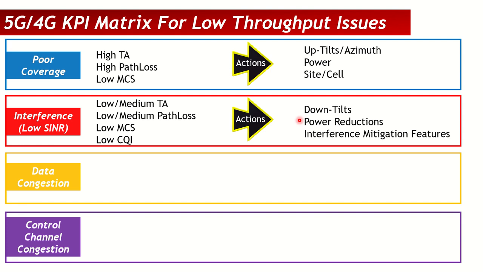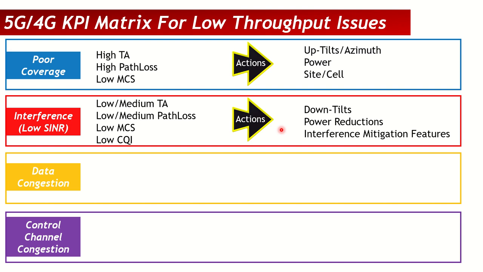Another aspect would be the interference mitigation features. Now what are these? These are the features which can actually reduce interference. For instance, you have downlink, uplink, coordinated multipoint, also known as CoMP.